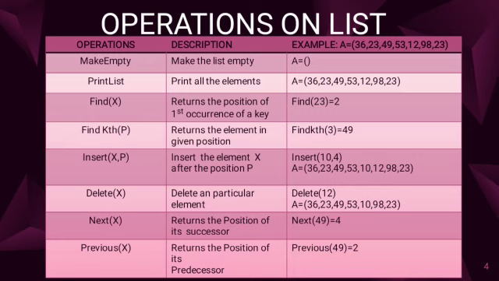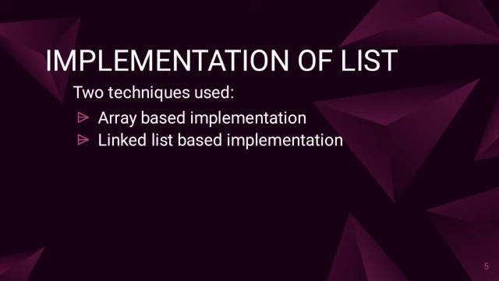Next one is previous of x. It is used to return the position of its predecessor. In this example, we find the previous of 49. The previous element of 49 is 23. The position of 23 is 2. So we return the value 2. These are the operations performed on list ADT.